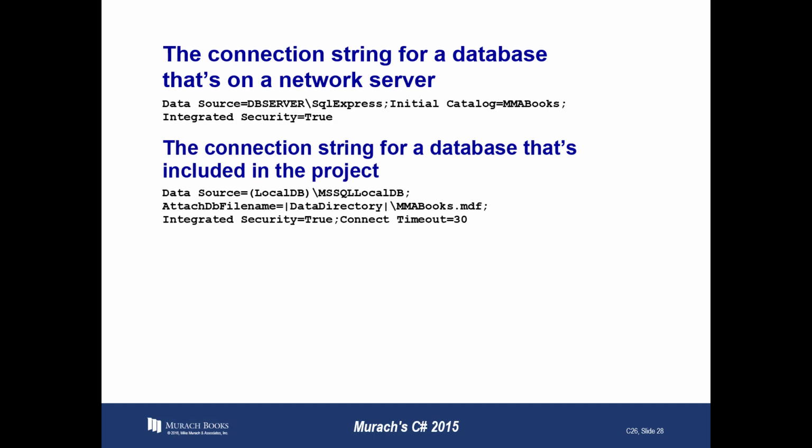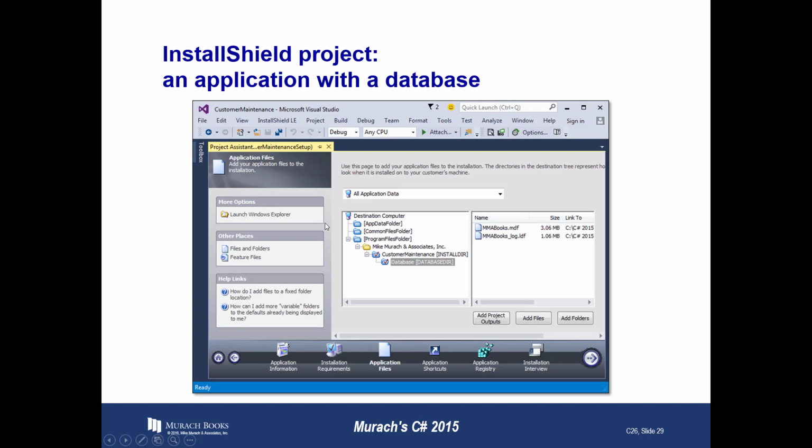Here is the connection string for a database that's on a network server, and here's for one that's included in the project. So in other words, is this going to be more on a local host where you wanted to copy it over to a server and it's not technically part of the project per se, or is it part of the project per se?